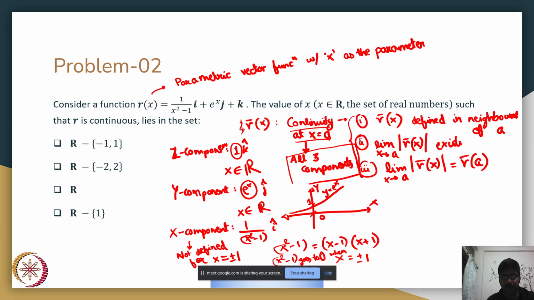Essentially, it would be defined for x belonging to R, excluding -1 and 1. So if you look at the z, y, and x components, the range of values which x can take, and take a common intersection of all three domains, then we end up with x belonging to the set of real numbers excluding -1 and 1.